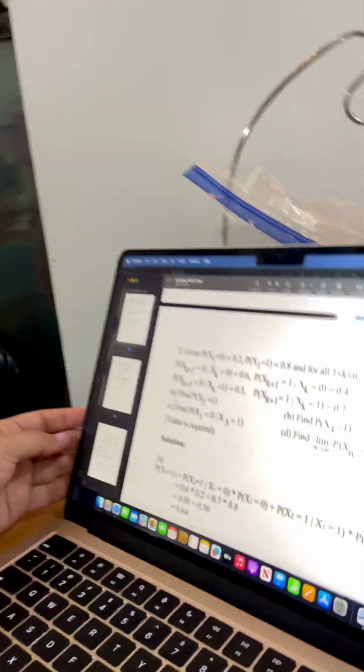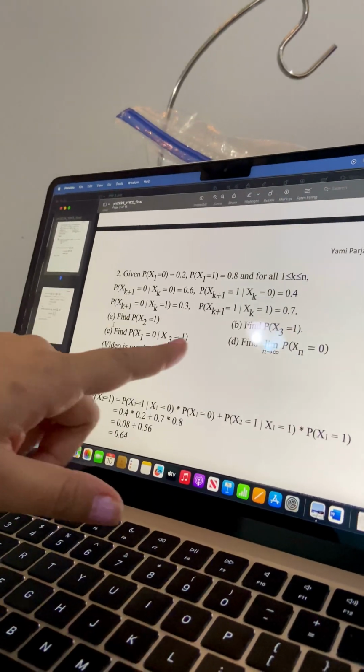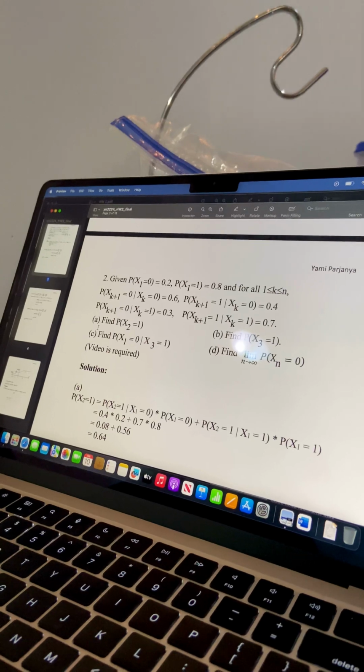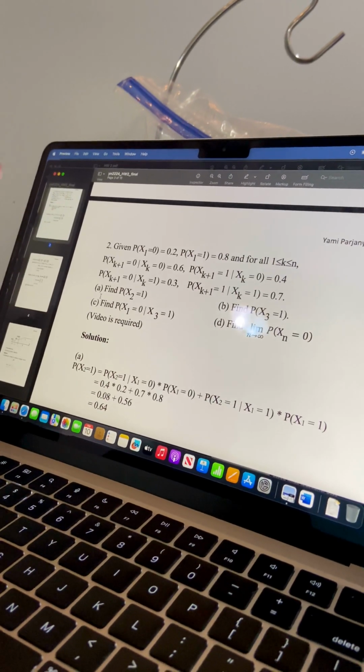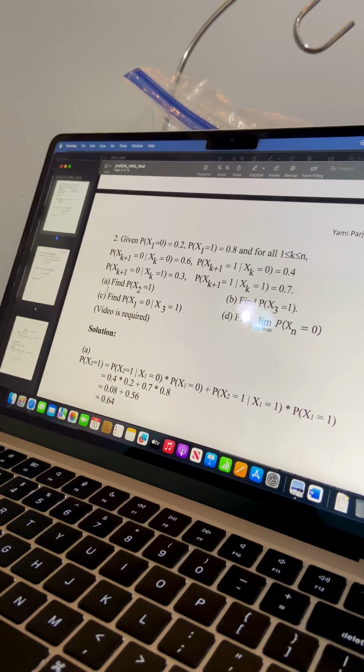I'm going to solve question 2 of homework 2 of probability and stochastic process. So here is the question. We have various probabilities with the given inputs and outputs, and we have to find the values of A, B, C, and D.